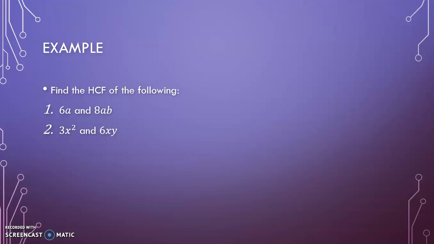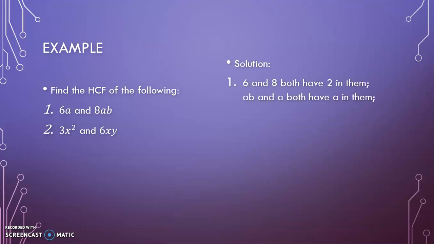Now, as an example, find the highest common factor of the following. 6 and 8 both have 2 in them, and AB and A both have A in them. So we need to take out 2 and take out the A at the same time because 2A is the highest common factor. Next, 3x squared and 6xy. So 3 and 6 both have 3. You can take it out. And x squared versus xy both have x. Therefore, the highest common factor in this case will be 3x.